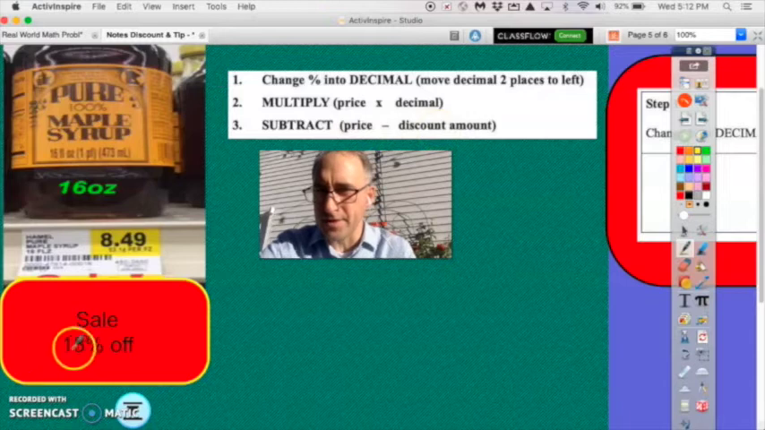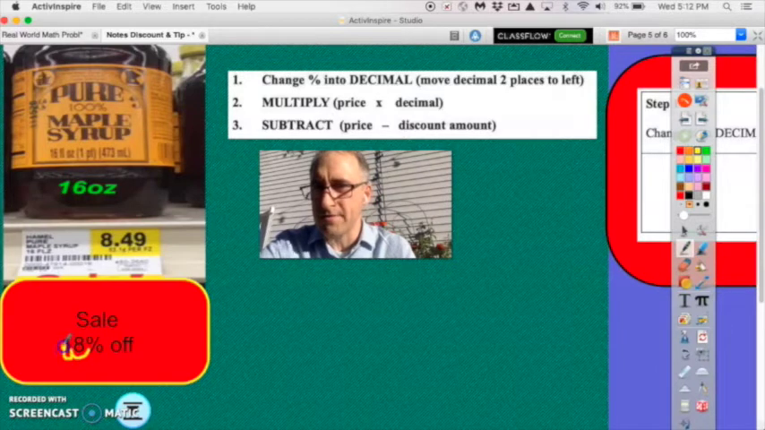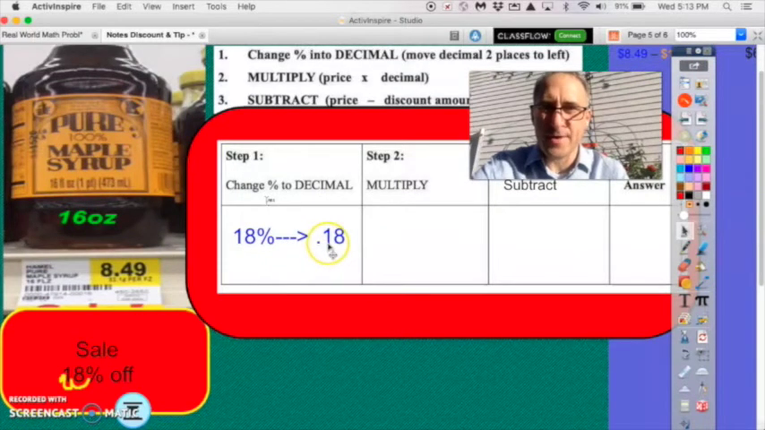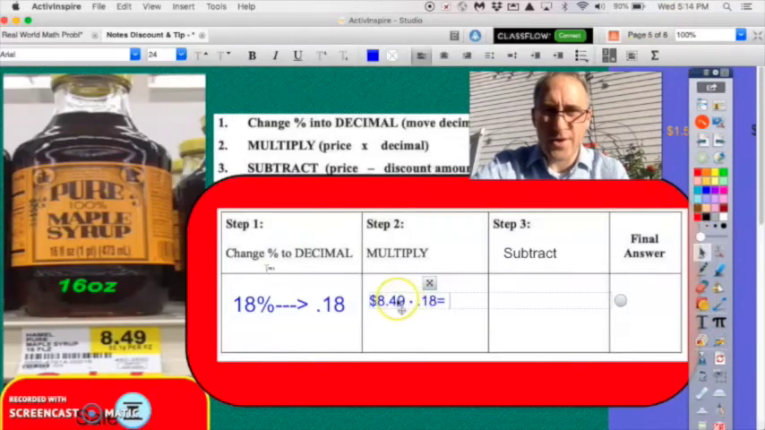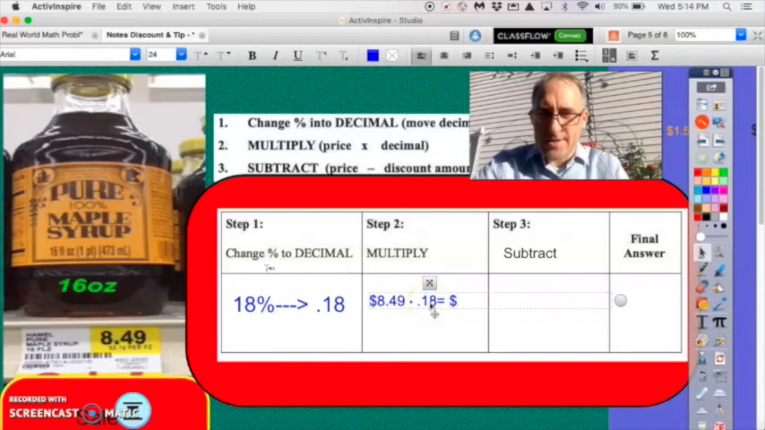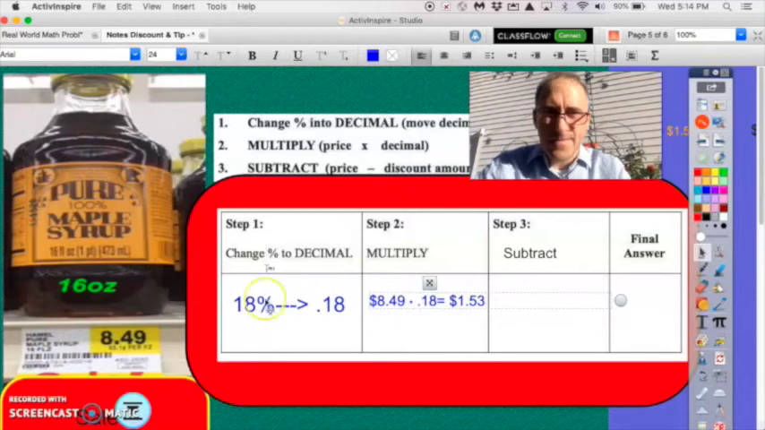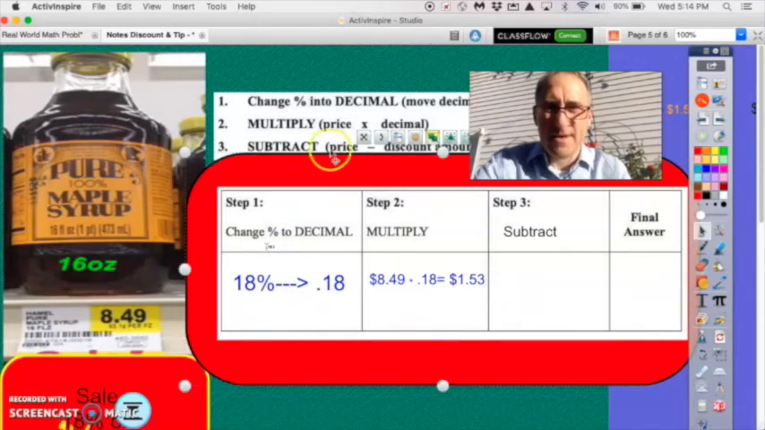Let's start by moving the decimal. So the decimal point's back here by the percentage sign. I'm going to move it 1, 2, so it's in front of here, so it's 0.18. I move that to my chart. Then I'm going to take the price of $8.49 and multiply it by that decimal. And when I do that, 8.49 times 0.18, I get $1.53.